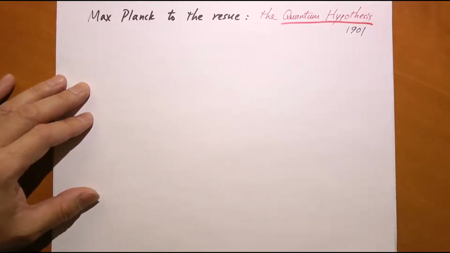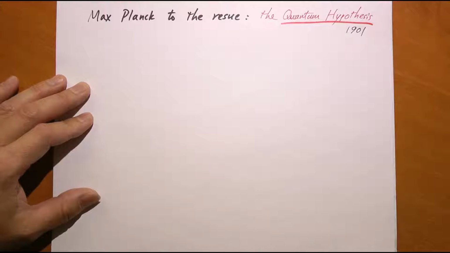So this is where our story of the quantum begins. Max Planck, a German physicist, studied the blackbody radiation, and in order to resolve this ultraviolet catastrophe, he found that he needed to make a radical assumption, a hypothesis, and that is he had to assume that the energy of the electromagnetic radiation is not continuous.